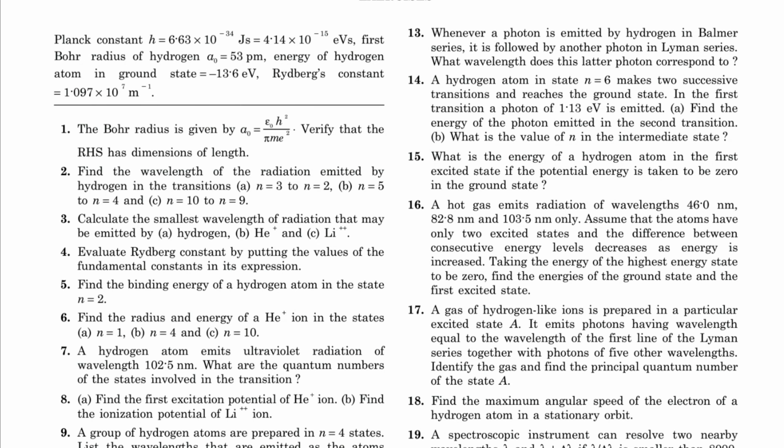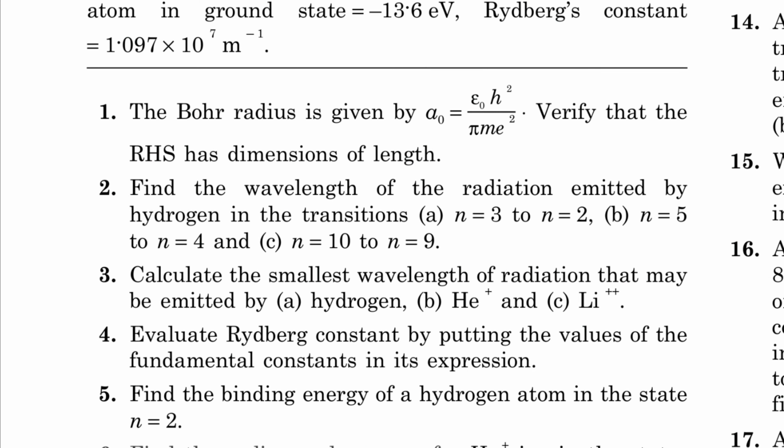Let's start the exercise questions. First question: the Bohr radius is given by this formula. Verify that the RHS has the dimensions of length. So this is the first one. We need to verify using dimensional analysis.